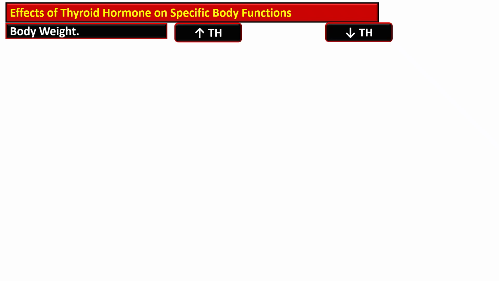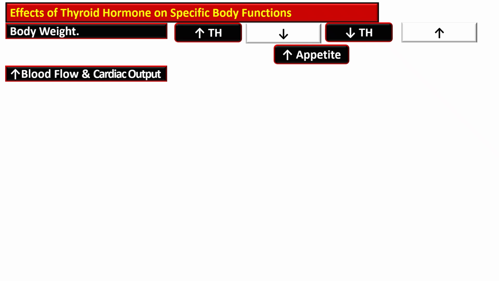The body weight is inversely proportional with the thyroid hormone. When the thyroid hormone is increased, there is decrease in the body weight, and when there is decrease in the thyroid hormone, there is weight gain due to decreased BMR. And thyroid hormone also increases appetite, which can counterbalance weight loss in hyperthyroid state.